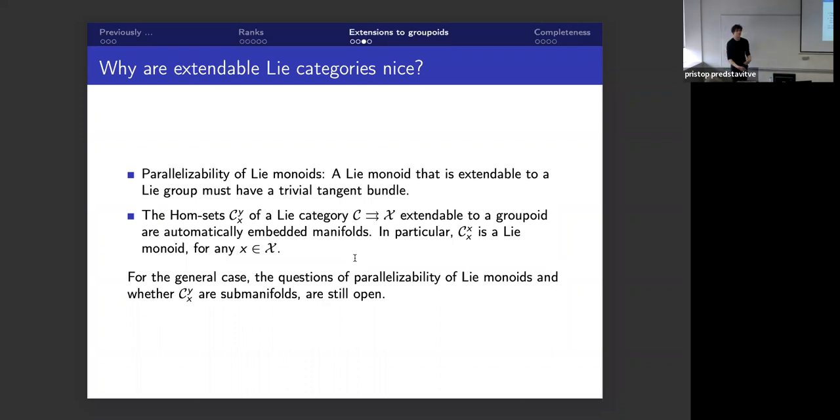So a nice quality to have in the Lie category. If you have any idea of how to find a Lie monoid that doesn't have a trivial tangent bundle, please let me know, because I would be really interested in such an example. But it seems that constructing such an example is somewhat involved.